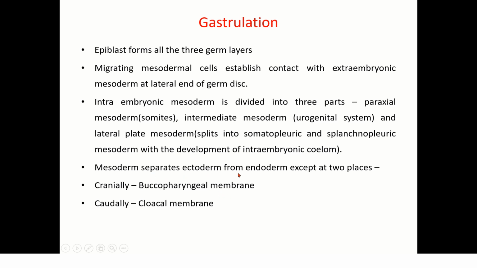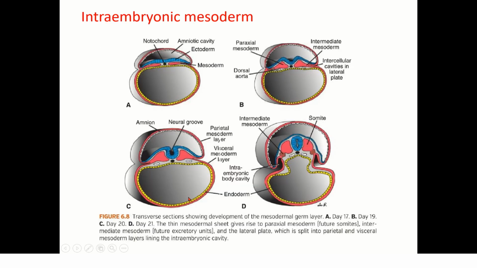The mesoderm separates ectoderm from endoderm except at two places: cranially the buccopharyngeal membrane or oropharyngeal membrane, and caudally the cloacal membrane. You can see here the developing intraembryonic mesoderm, which is divided into paraxial mesoderm on either side of the notochord, the intermediate mesoderm, and the lateral plate mesoderm. You can see small cavities appearing in the lateral plate mesoderm. Once the cavity is established, it is divided into somatopleuric mesoderm and splanchnopleuric mesoderm. Splanchnopleuric mesoderm lines the definitive yolk sac, and somatopleuric lines the amniotic cavity.